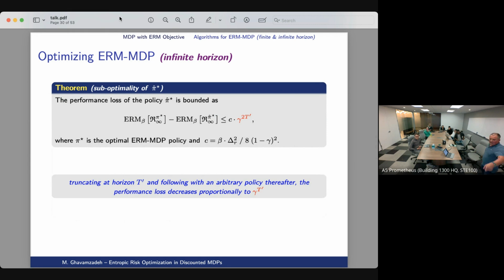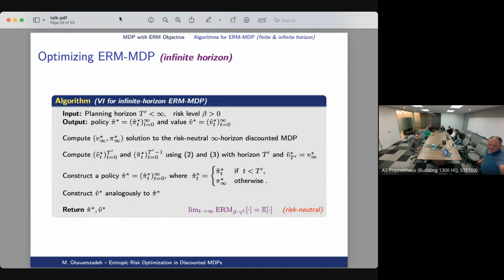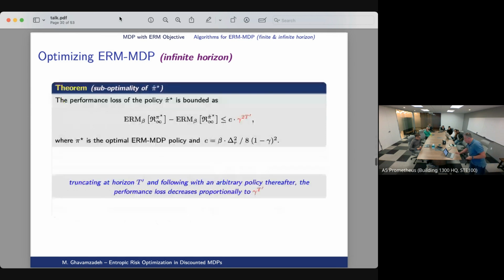This is obvious. And now, just to show you, in the algorithm we initialize the value function at horizon T prime with the solution of the risk neutral problem. If you don't do that and you just initialize it arbitrarily, you get the same bound, except instead of gamma to the power of 2T prime, you get gamma to the power of T prime. So you lose a power of 2. So by just a smart initialization, you gain a power of 2 there. So again, nothing is for free. You solve an extra MDP, but you gain a power of 2 here.